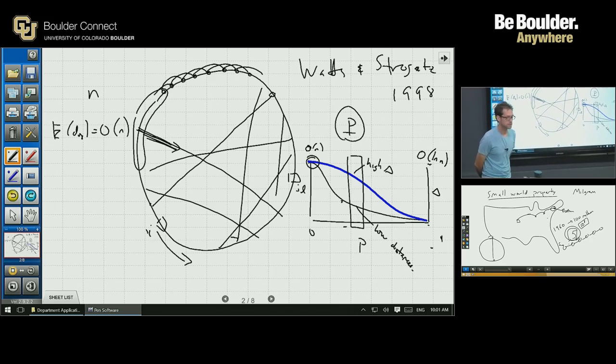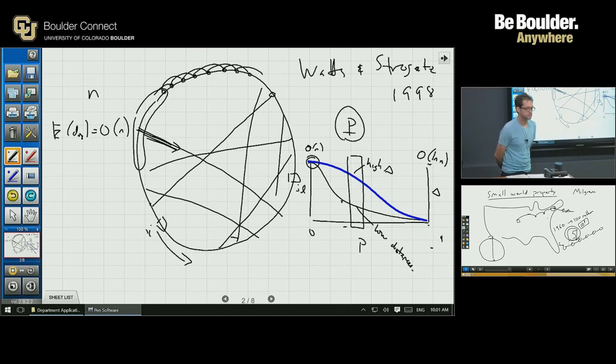Is the way that you prove something is a small world network based on the percent of edges that are not nearest neighbor edges, or is it based on something else? The answer is you don't.